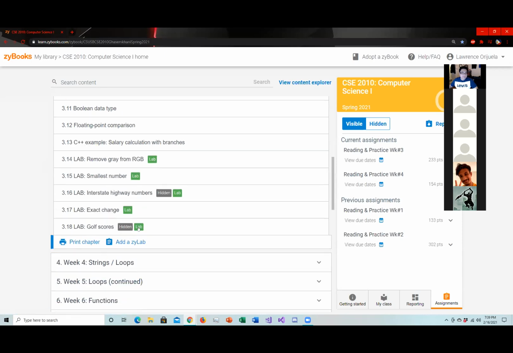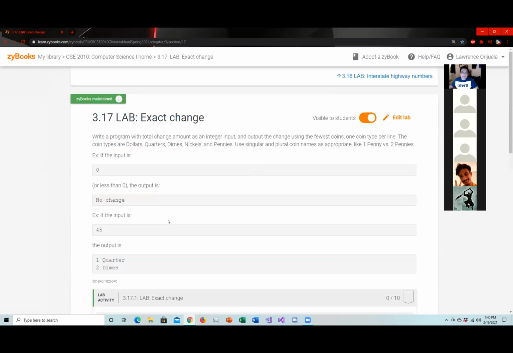So of the three last labs, I chose exact change just because I looked at lab 3.16 and it seemed a little confusing. Golf scores too, but exact change. This one pertains to money and it's practical. So I think you guys would be able to solve this a little easier than you would the other ones, right?